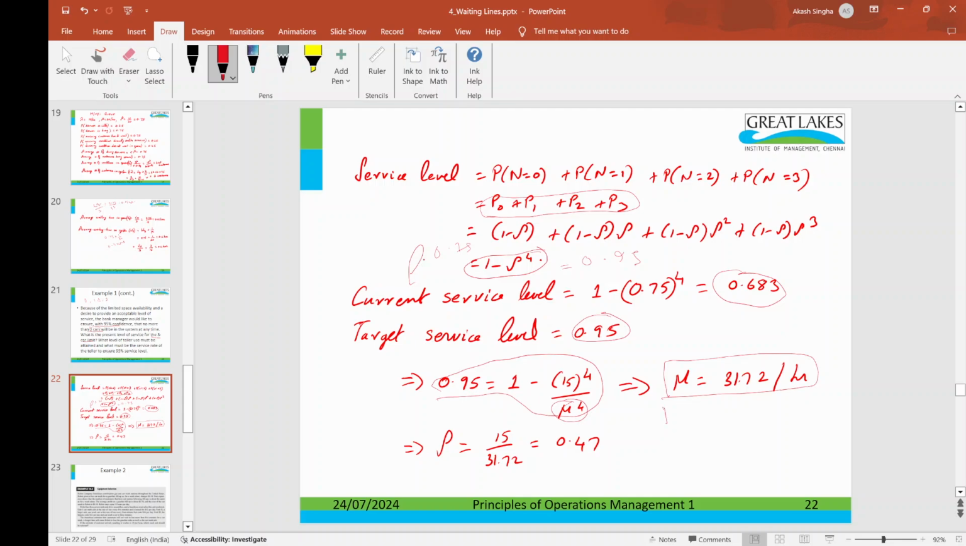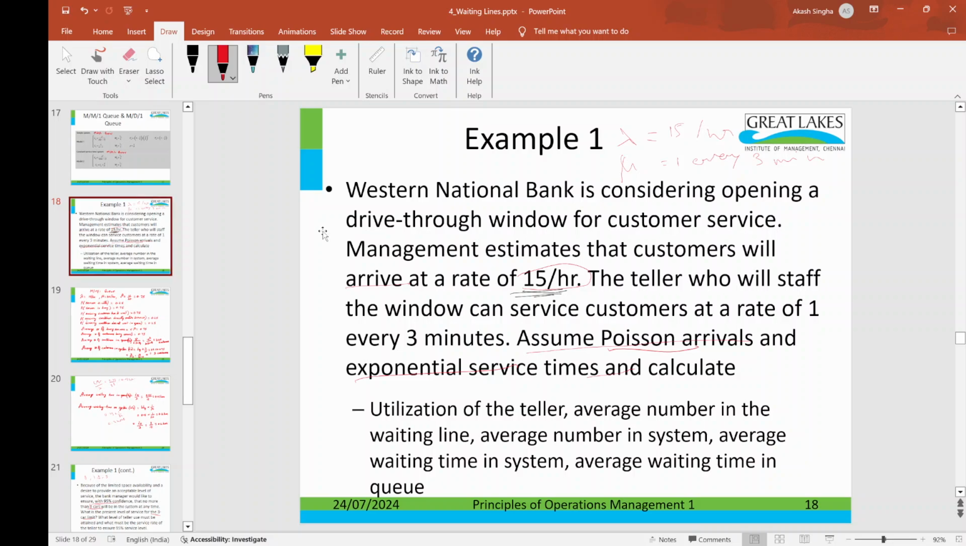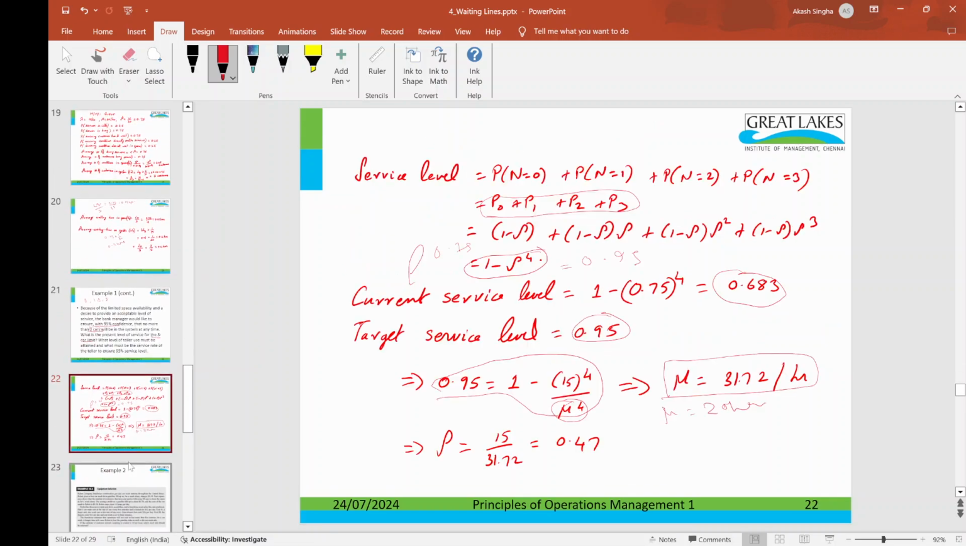So we had previously mu as around 20 per hour. If you see, 1 every 3 minutes means mu is 20 per hour. So for increasing the service level, we have to make mu 31.72 per hour. We have to be so fast that we cater to 31.72 cars per hour, which is currently around 20 per hour. By doing that, we can increase the service level.